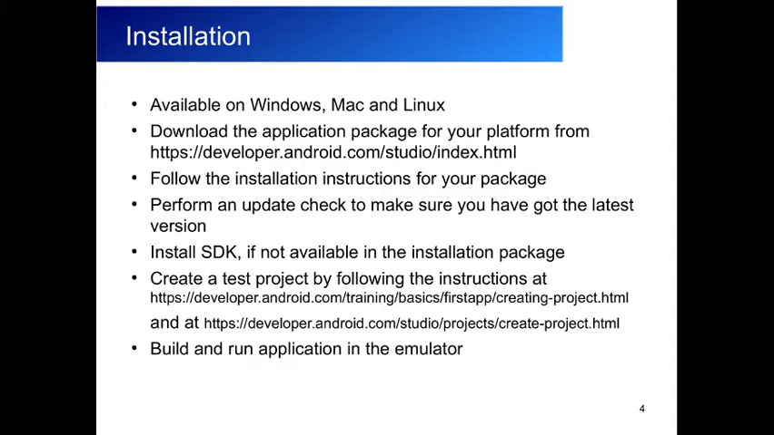It is available on Windows, Mac, and Linux, and you can download the application from the official website, developer.android.com, for whatever platform you prefer. Just follow the installation instructions for the specific package and perform an update check to make sure that the latest version is installed. Then you have to install the SDK, because sometimes it's not available in the installation package, so it's better to check if it is available. And in case it's not, install it.